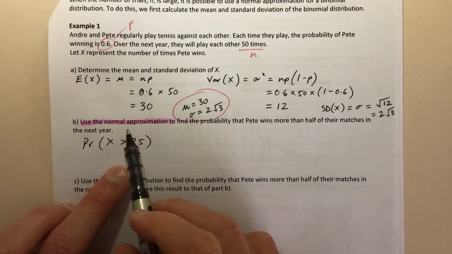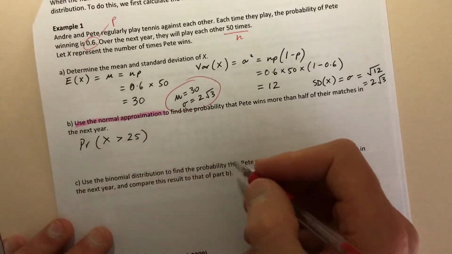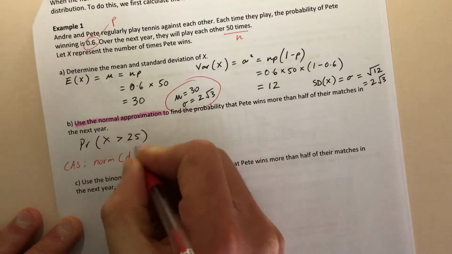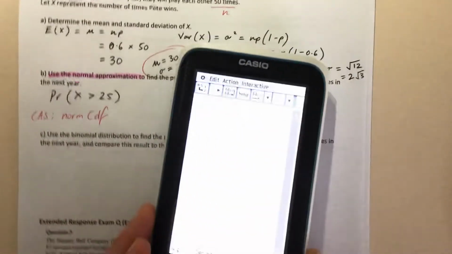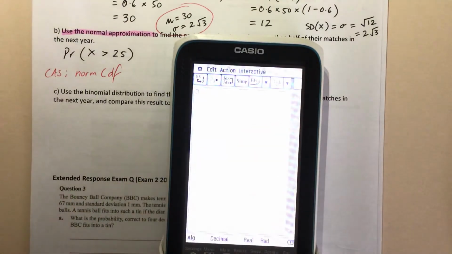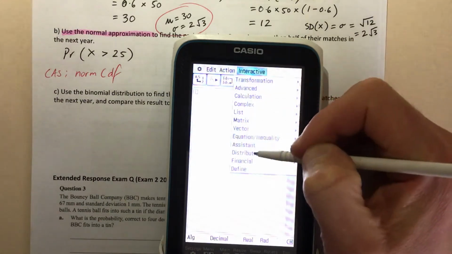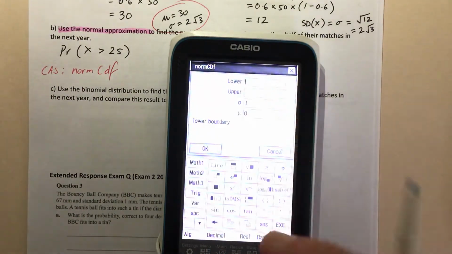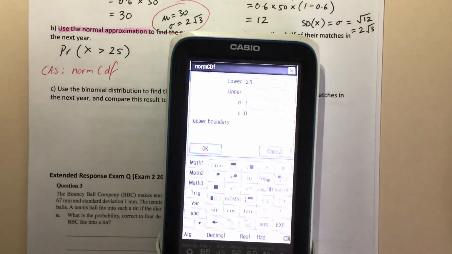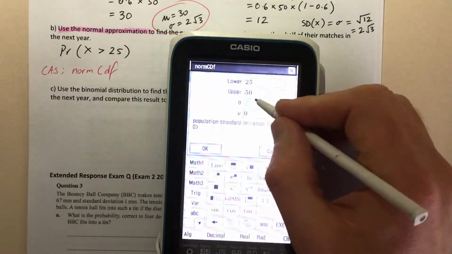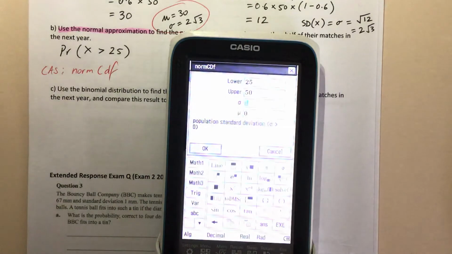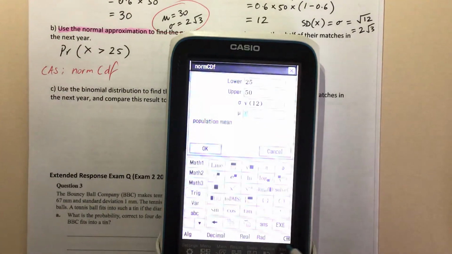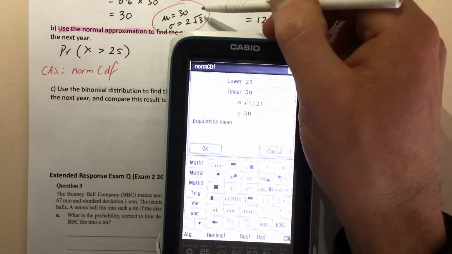If we're going to use the normal approximation, we're going to go to our calculator and use norm CDF on the CAS. We're going to treat this, even though it's technically not, like it is a normally distributed variable. So we go interactive, distribution, continuous, norm CDF, and we say that the lower value is 25, the upper value is 50, the standard deviation is the square root of 12, or that 2 root 3 that we found before, and the mean is 30, which is what we calculated before in part A.